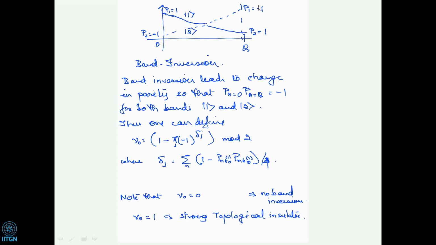If it is +1 for both, if there is no avoided level crossing, this sum is going to be 0. So now I can think of an invariant mu naught, which is mod 2. This quantity mod 2 is either 0 or 1. 0 essentially means that there are no or an even number of band inversions, which leads to trivial topology. And mu naught equal to 1 essentially gives you what is called a strong topological insulator.